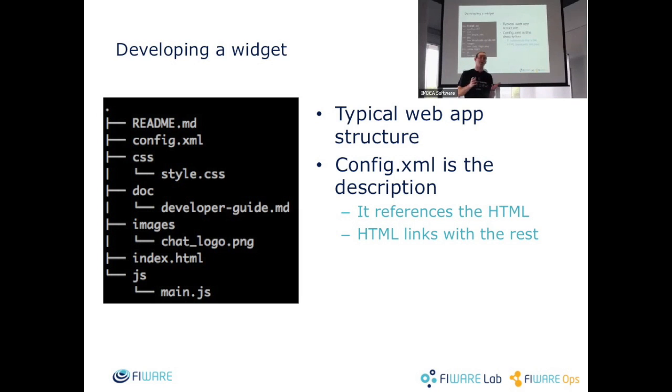As a widget has an interface, it's created in HTML, and the HTML is linked from config XML, and this HTML file itself references its JavaScript files, its CSS files, or any web-based resource that it requires. Usually they are created in this structure: a JavaScript folder, a CSS folder, an images folder, and so on. You also have an image for showing it in the catalog or in the store, and that's all.